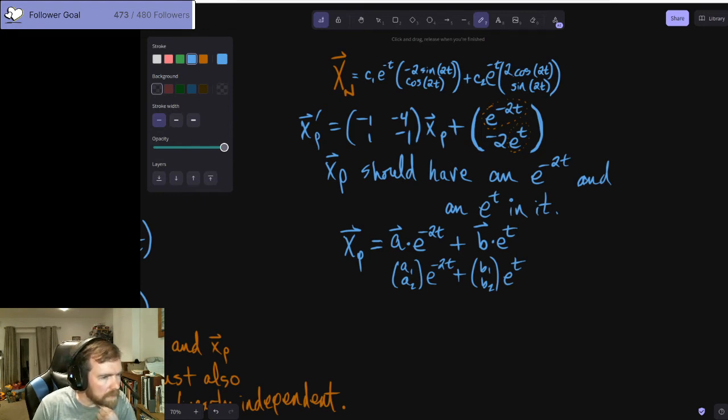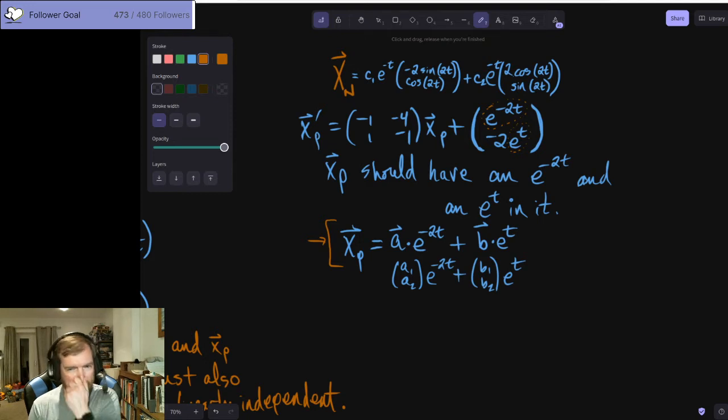And if we're going to assume that this is our particular solution here, then what's the next step? We need to find out what the A1, A2, B1, B2 are. All right, how do we do it? So let's see here.